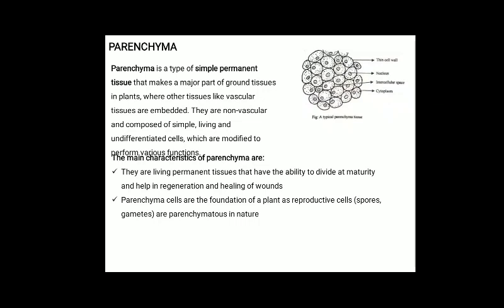Parenchyma is a type of simple permanent tissue that makes a major part of ground tissue in plants, where other tissues like vascular tissues are embedded. They are non-vascular and composed of simple living undifferentiated cells which are modified to perform various functions. The main characteristics of parenchyma are: They are living permanent tissue that have the ability to divide at maturity and help in regeneration and healing of wounds. Parenchyma cells are the foundation of a plant as reproductive cells.